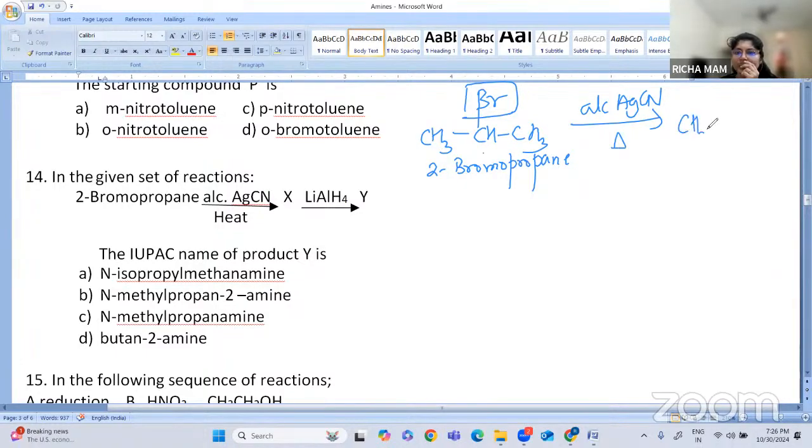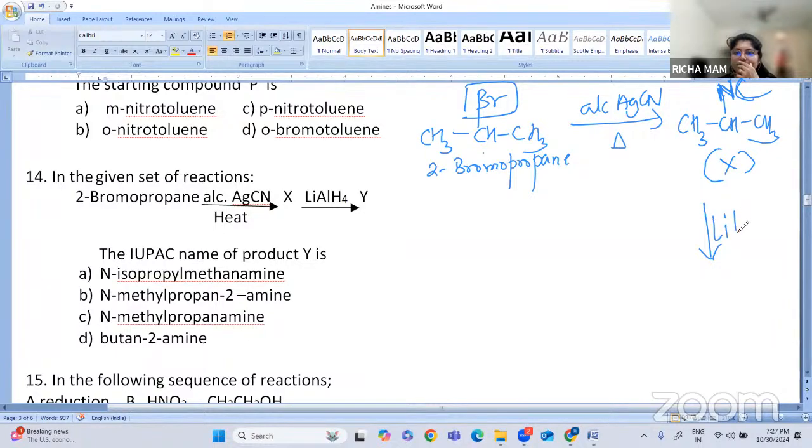So what am I going to get? CH3-CH-CH3 with NC. When you are taking AgCN, the reacting site will be nitrogen, so nitrogen will go and attach. I am going to get an isocyanide. So this is your X.